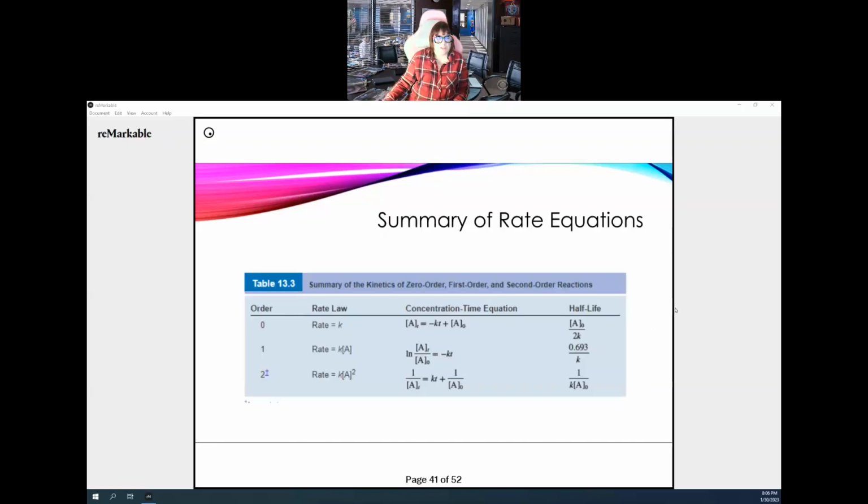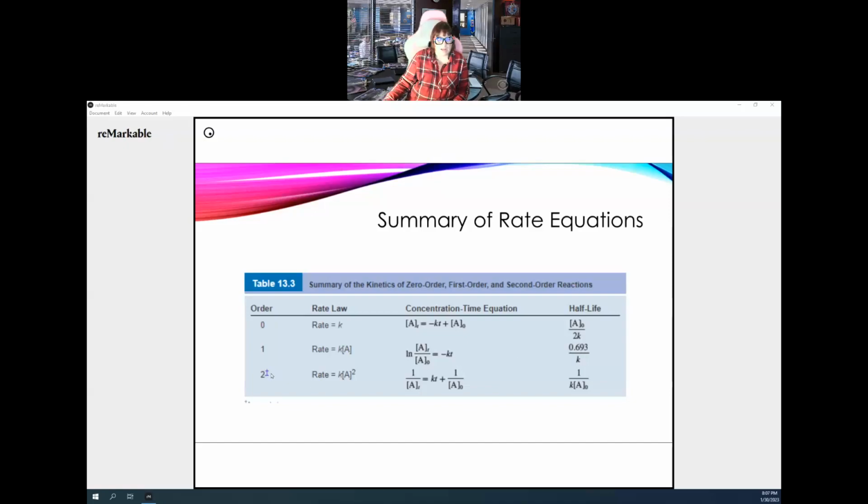And here's a summary of our rate equations. Zero order: rate equals k. The concentration of A at time t is equal to negative k times t plus the initial concentration. Half-life is given by the initial concentration divided by 2k. First order: rate equals k times the concentration of A. Our concentration-time equation is the natural log of the concentration at time t over the initial concentration equal to negative kt, and our half-life is 0.693 over k.